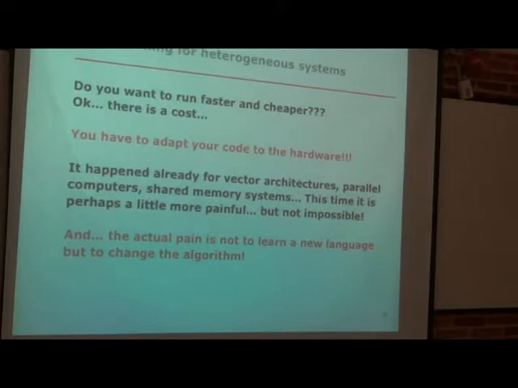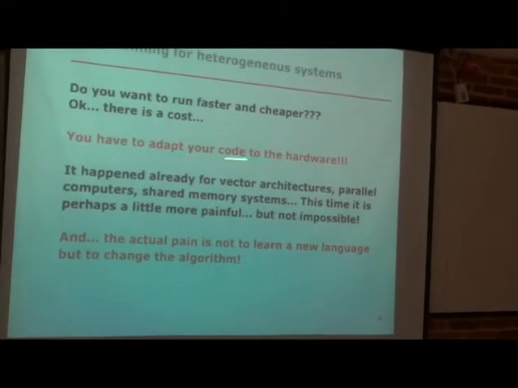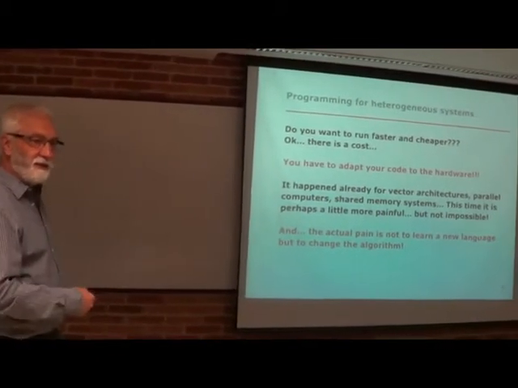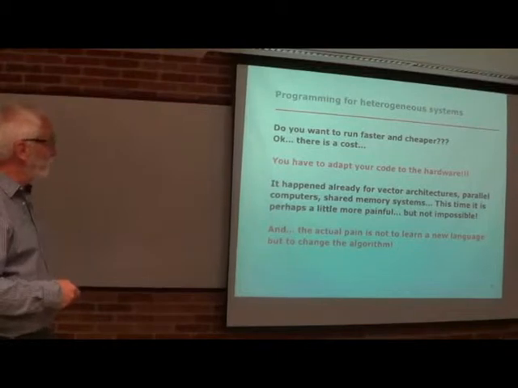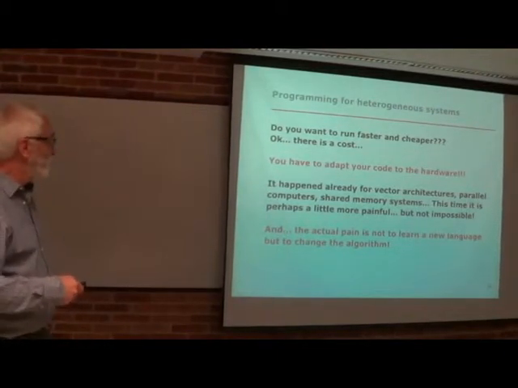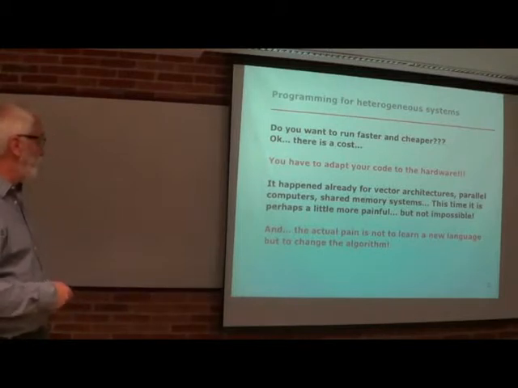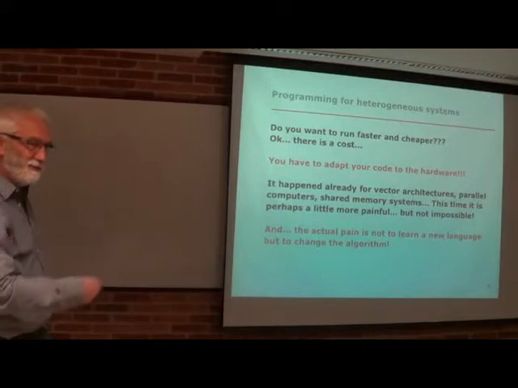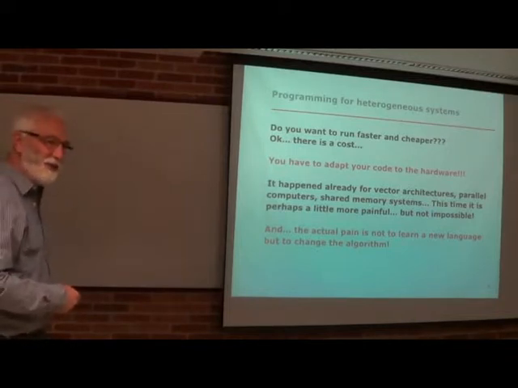Okay, everybody says I want to run faster and cheaper. Then you have to adapt your code to the hardware. This is the problem we had with our code, adapted to MPI. It's a lot of work, and if you do it now for the more modern machines, it's probably not as well. And it's not only that you have to change your code, you basically have to learn a new language, a new algorithm. This is the difficult part, of course.